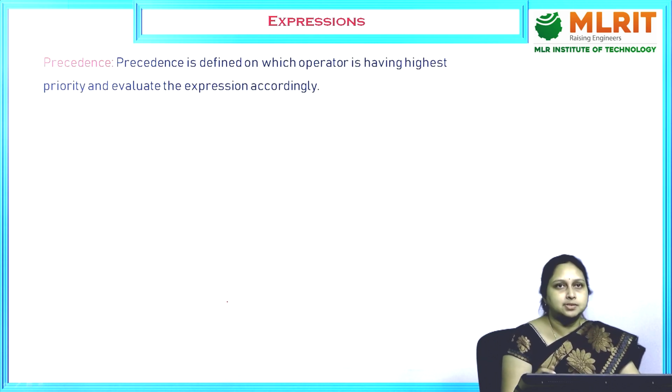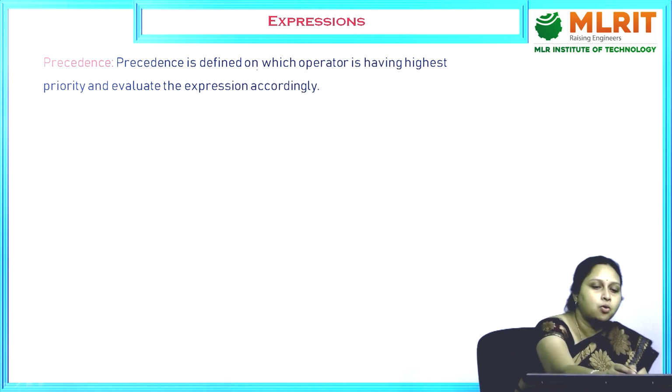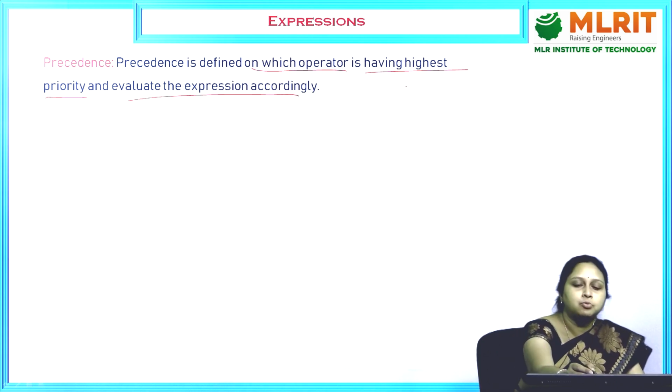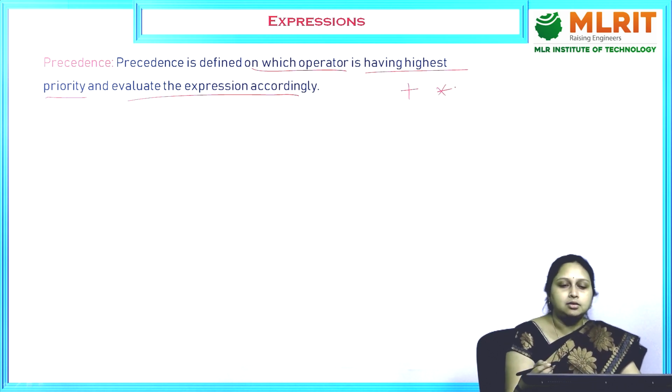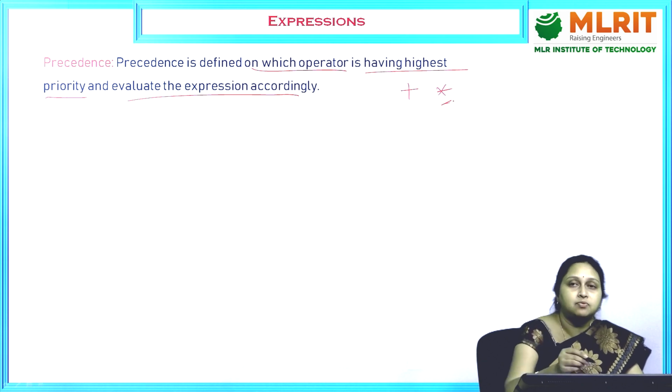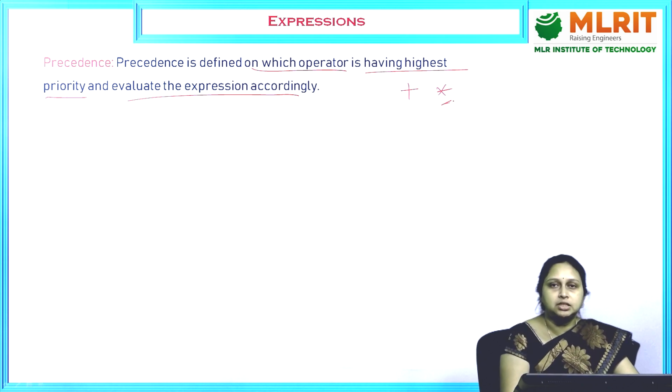Now, what is precedence and what is associativity? Let us look into it. Precedence defines which operator has the highest priority, and the expression is evaluated accordingly. If I have different operators, consider two operators, plus and star. Which has the higher priority? We have a precedence associativity table regarding their priorities.